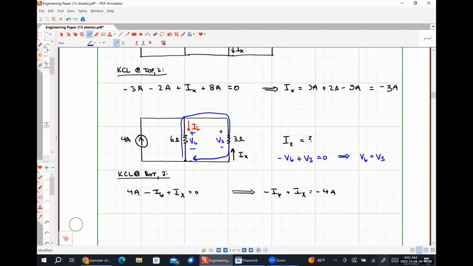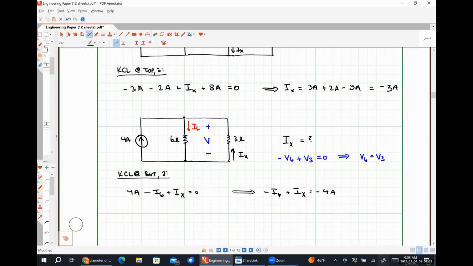How are the 6 ohm resistor and the 3 ohm resistor connected to each other? They're in parallel. Anytime we have elements that are connected in parallel, they are going to have the exact same voltage drop across them. So realistically, instead of expressing this as V6 and V3, a better way to do it would be to express it as a single voltage, which I'm just going to call V. And that's the voltage between the top node and the bottom node.